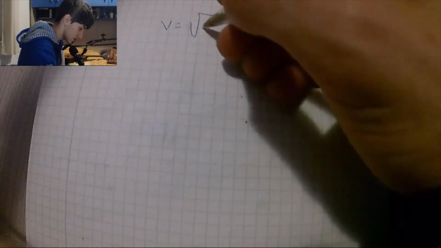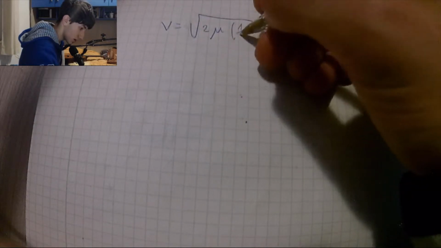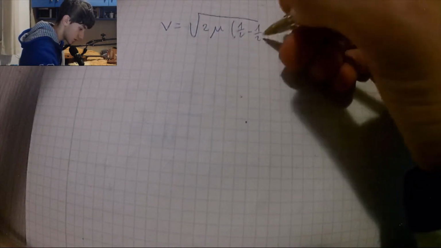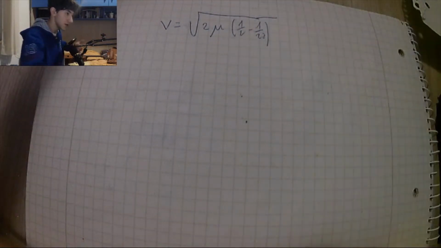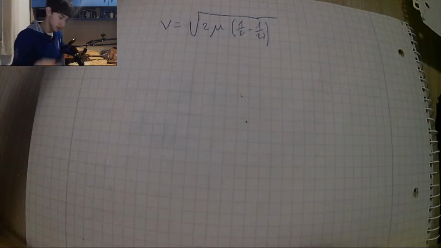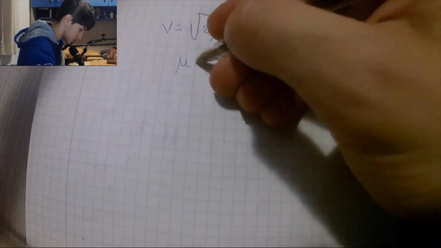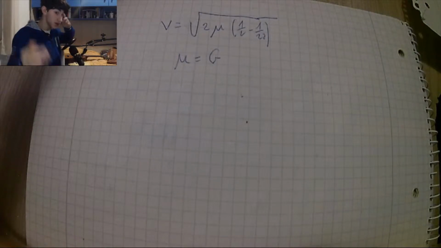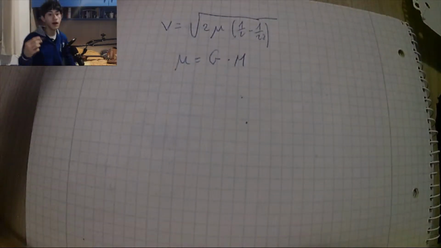Okay, the speed of an orbit, v, is the square root of 2 mu times 1 on r minus 1 on 2a. Okay, what does this mean? Okay, what is mu? Mu is the planetary constant of gravitation, and it equals G, which is the universal gravitation constant, times the mass of the planet.